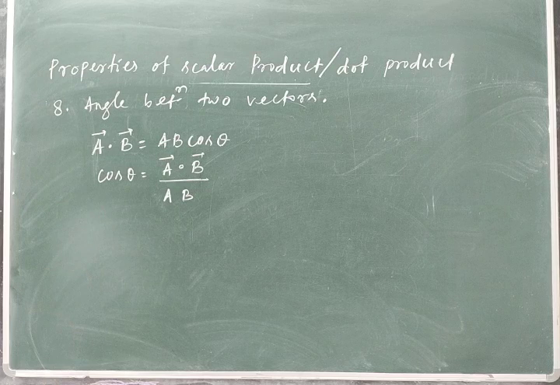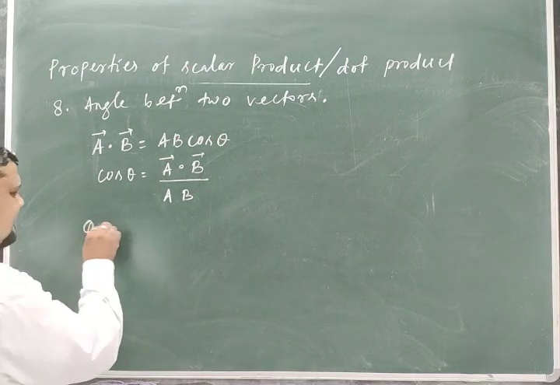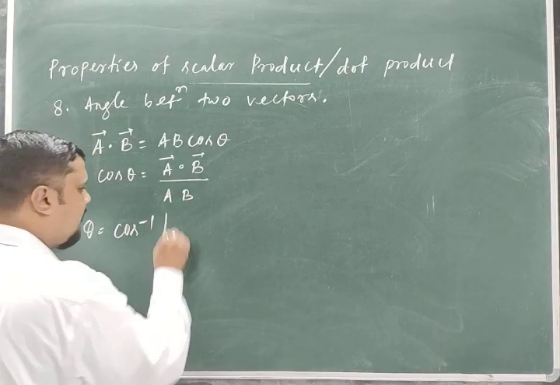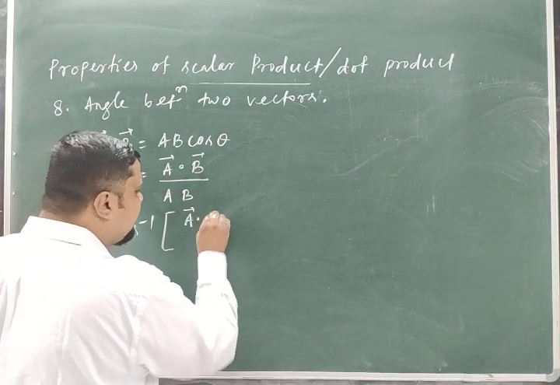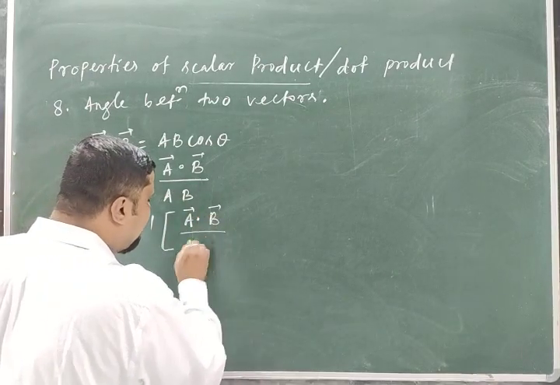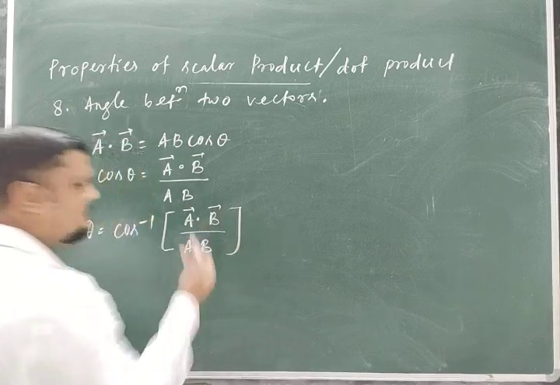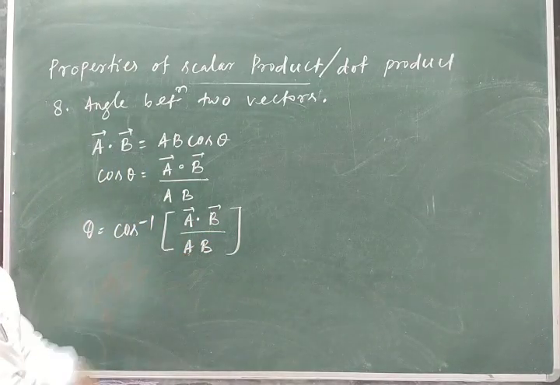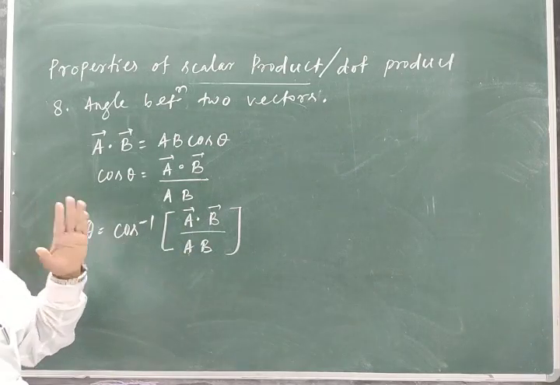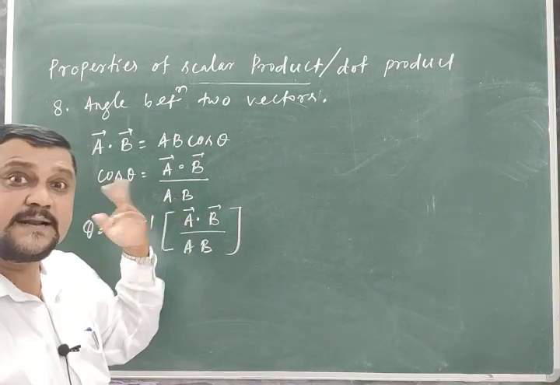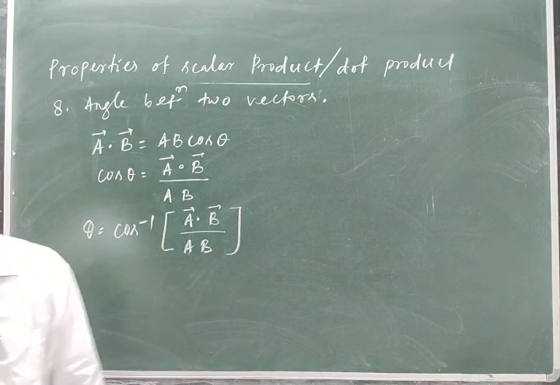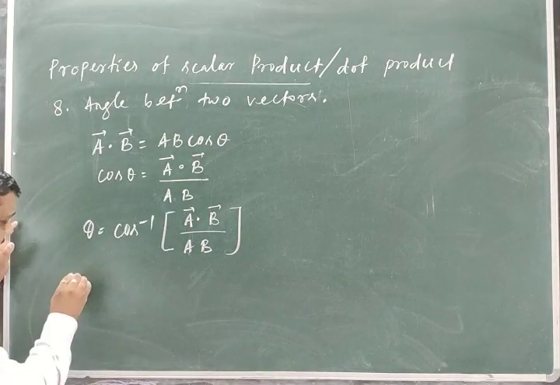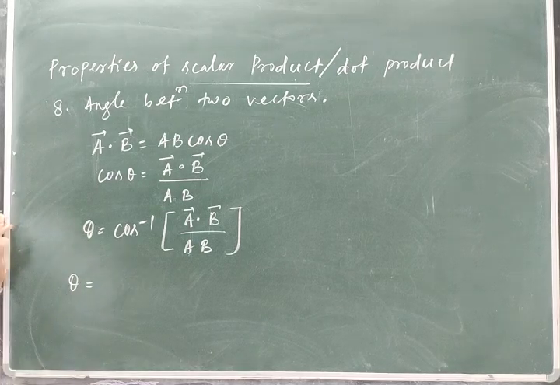So this is your cos theta. So if I ask you what is theta, then you will write cos inverse. This is cos inverse of A dot B divided by AB. And obviously this is a scalar. A dot B is a scalar, A is a scalar, B is a scalar, so that division is possible. But vector division is not possible. Don't put vectors over here, that is wrong, it is meaningless. Okay?